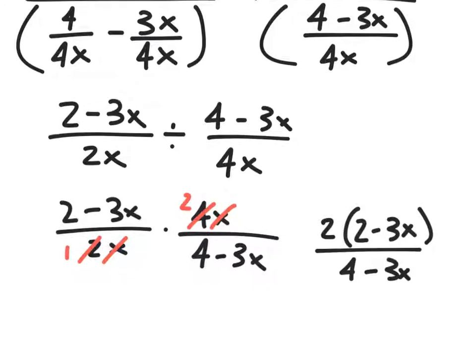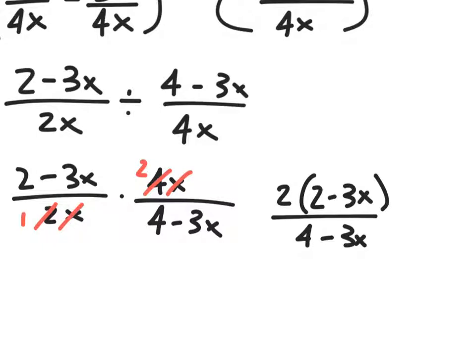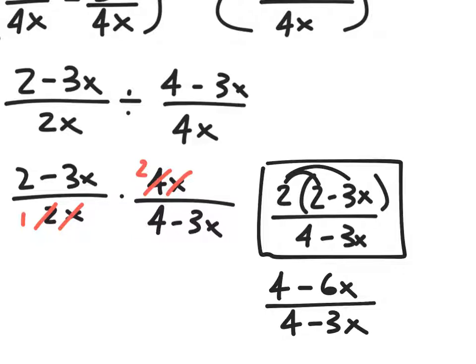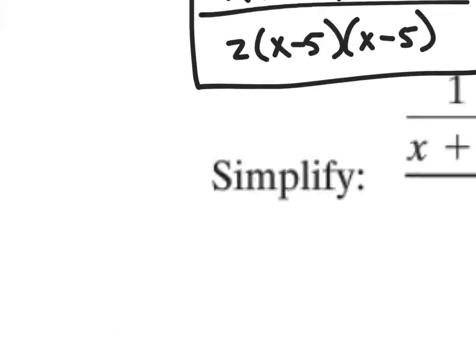All right, so now what you can do, you can leave it like this if you wanted to. You could distribute the 2. So you would have 4 minus 6x divided by 4 minus 3x. And you can't divide anything else out of here. Okay, the 4's don't divide out and the x's don't divide out. Okay, in order to divide out, you have to be multiplying. All right, let's take a look at the next one.